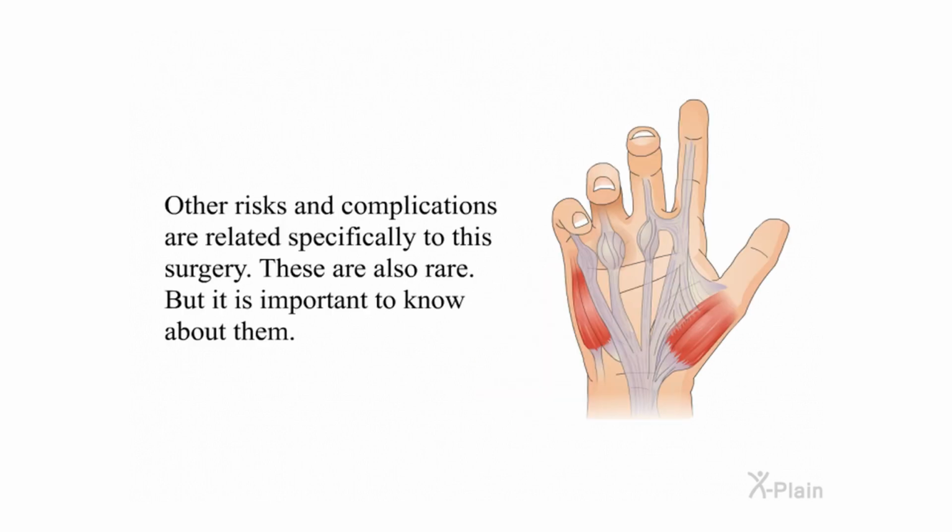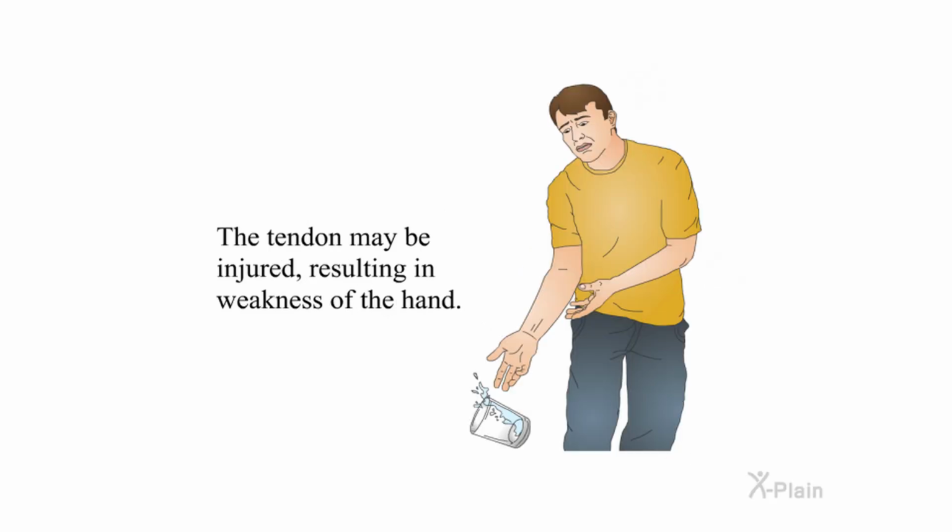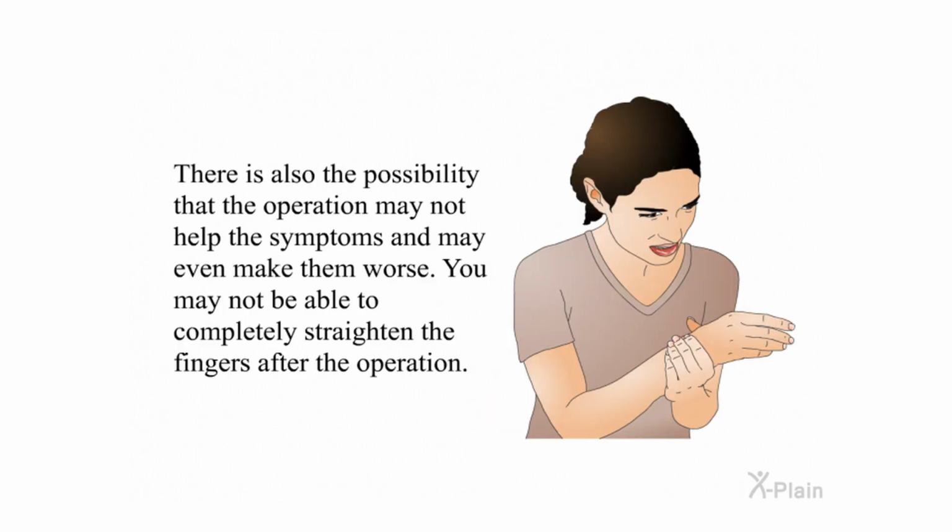Other risks and complications are related specifically to this surgery. These are also rare, but it is important to know about them. Small nerves may be injured, resulting in weakness, paralysis, and loss of feeling in the hand. The tendon may be injured, resulting in weakness of the hand. There is also the possibility that the operation may not help the symptoms and may even make them worse. You may not be able to completely straighten the fingers after the operation.